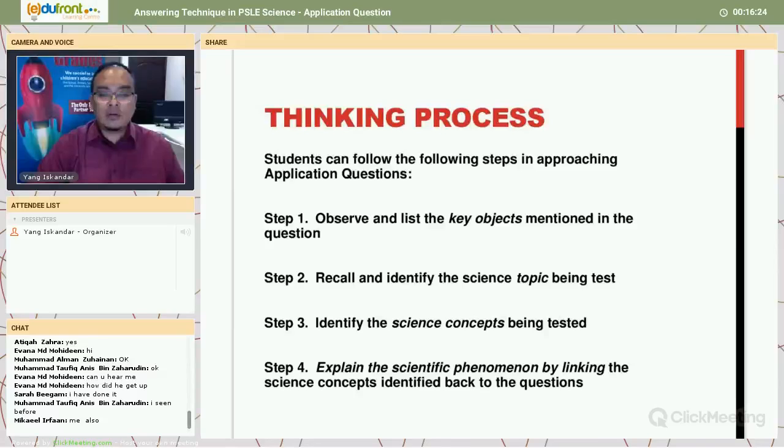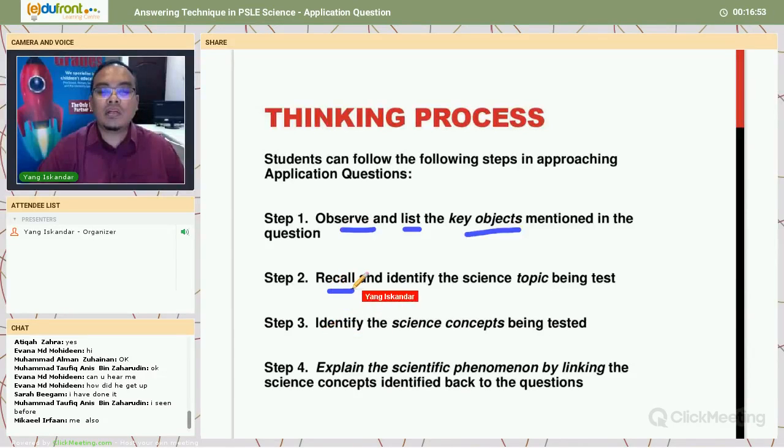All right. So importantly, now I'm going to share with you your thinking process. If you see any application question, what are the things that should come into your mind? You can follow these four simple steps. Number one, observe and list the key objects mentioned in the question. Later on, we will practice this.